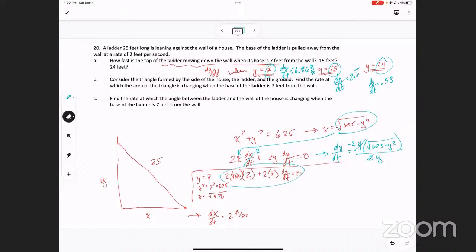Yeah. Mr. Dwyer, can we get going fast? Because I have to be somewhere at 4:15.